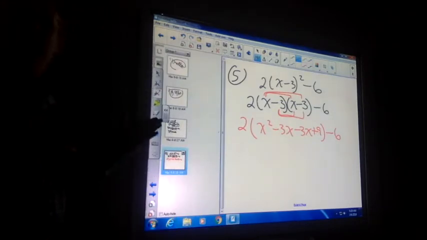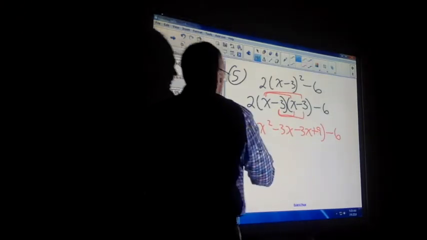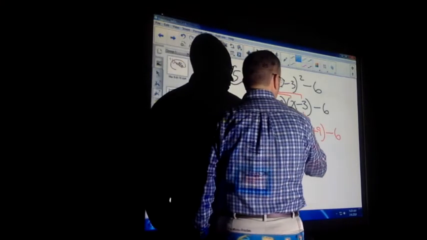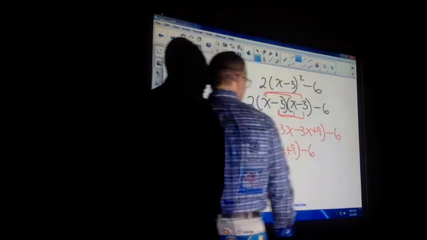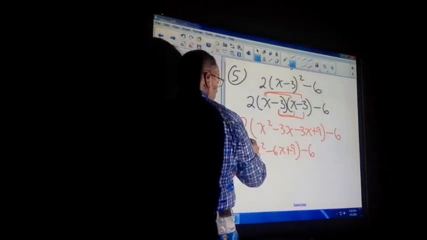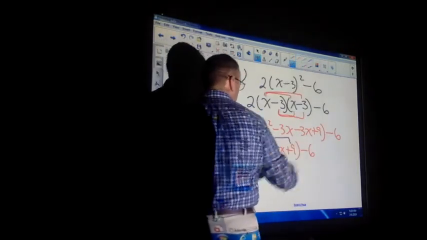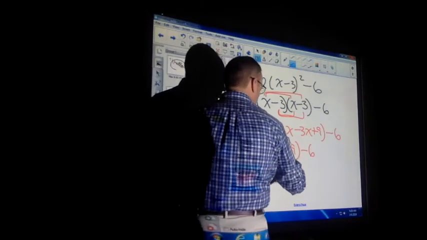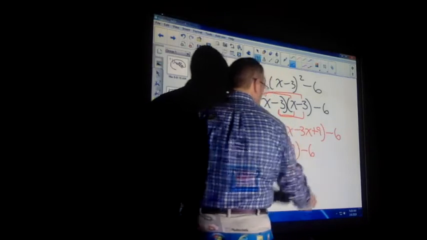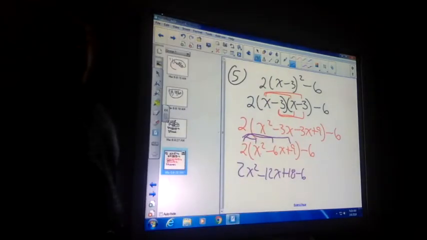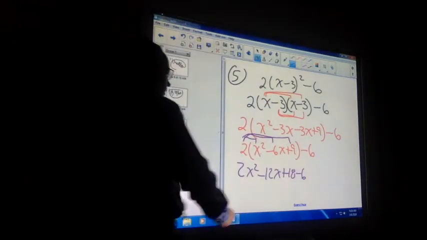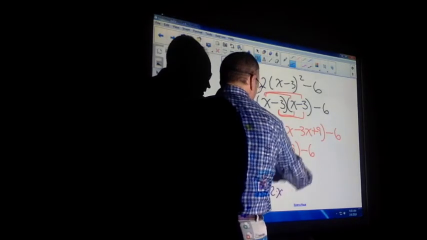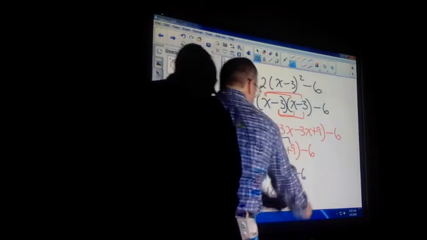I'd say let's combine like terms that we have in the parentheses. And then we'll distribute the 2 over that once we're done. And then I'm going to distribute this 2 here, and here, and here. It gives me 2x squared minus 12x plus 18 minus 6. And then we have like terms now that we dropped the parentheses. So let's combine those like terms. So I have 2x squared minus 12x plus 12.